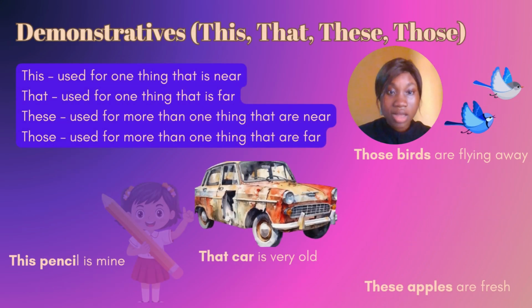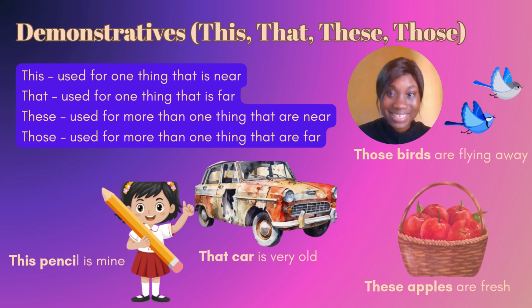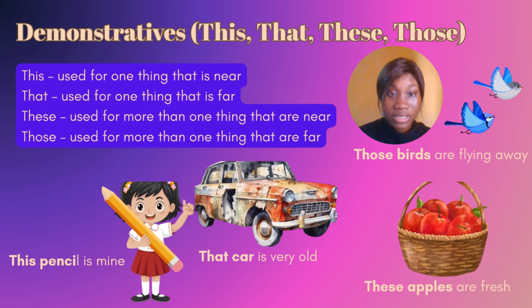Now the next determiner we'll be learning about is demonstratives. Now demonstratives involve words like this, that, these, and those. Now you use this for one thing that is near. This, that's T-H-I-S, only goes for one thing that is near to you, while that is also used for one thing, but that one is far from you. Mommy, I want this one. I want that one over there.